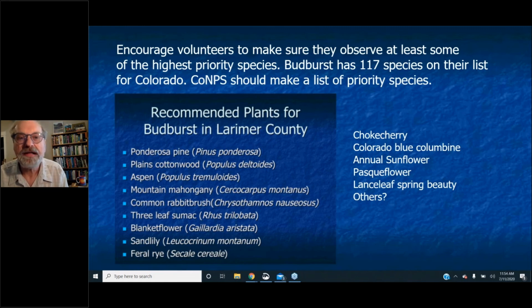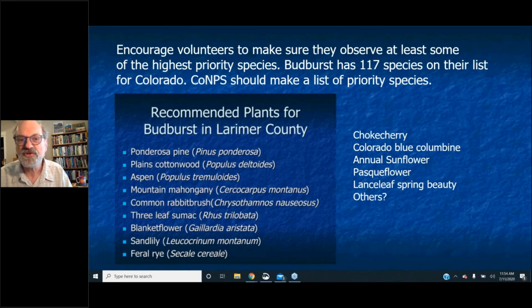And more broadly in Colorado, just thinking about today, I added a few others here. Chokecherry is actually one of the most valuable species in Budburst, because chokecherry occurs all across the country and it has all these different phenological stages. So we have lots and lots of data on chokecherry. And it's quite commonly planted in Colorado. I see it in a lot of neighborhoods and subdivisions, various cultivars, the Canada Red being a really common one. But anyway, there's a lot of chokecherry around.